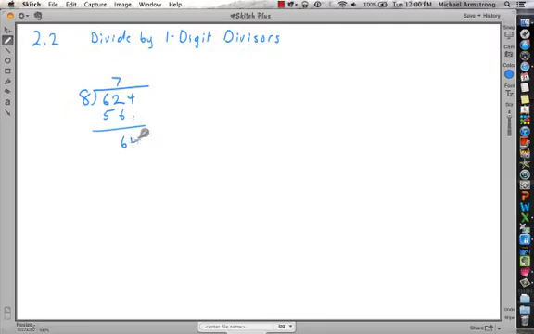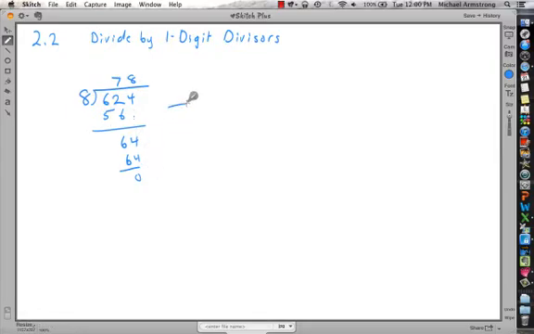Bring down your 4, which is 64. That goes in evenly. 8 goes into 64 8 times. 8 times 8 is 64. And you're left with nothing, no remainder. Okay, this is good news. And we want to know if it's right.